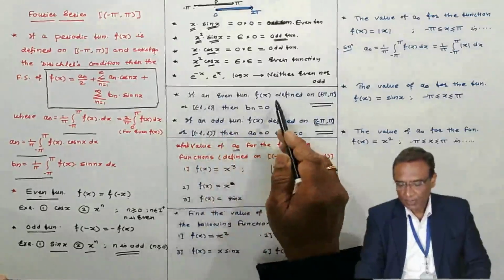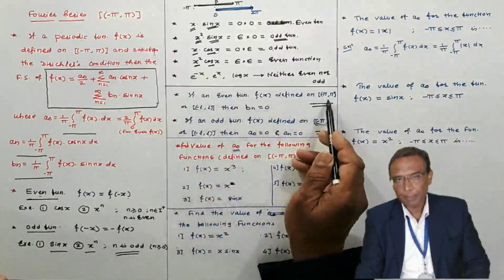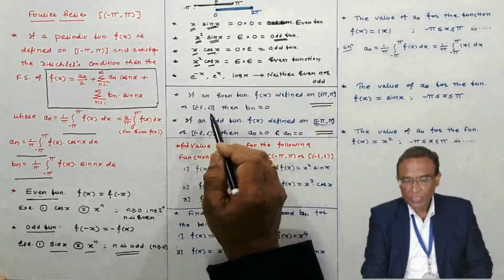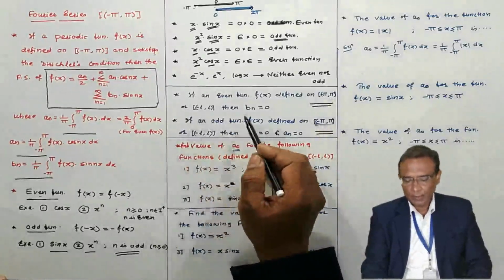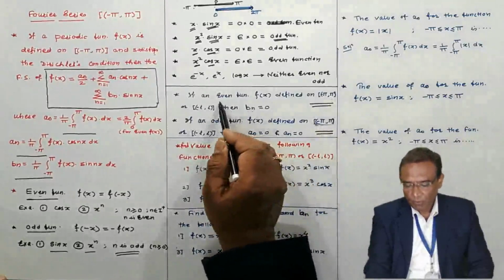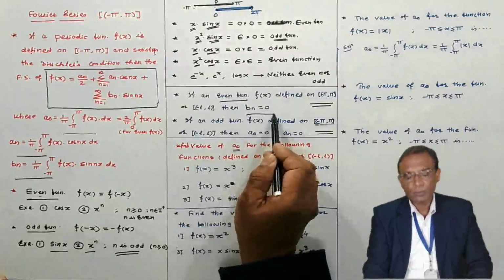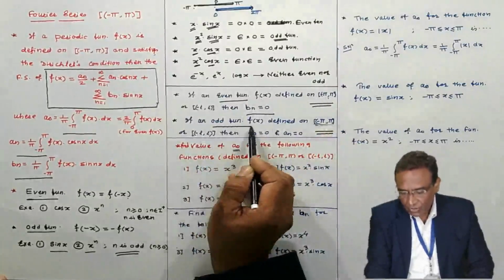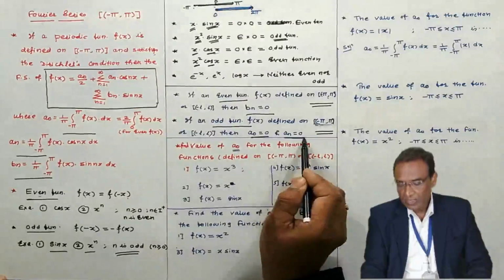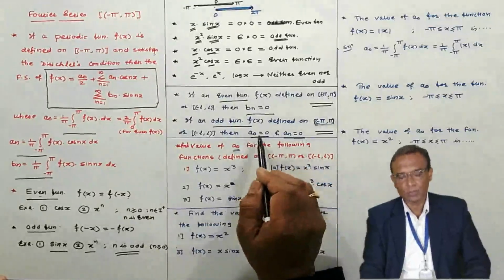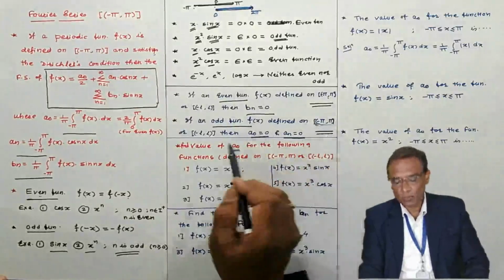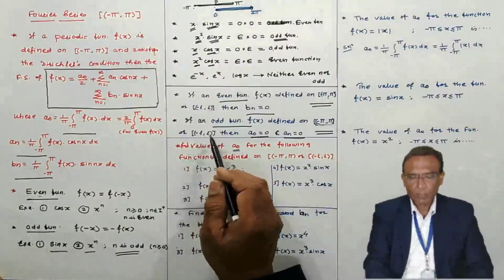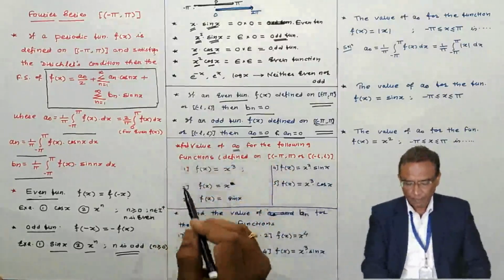If an even function f(x) is defined on the range minus pi to pi, not 0 to 2 pi, or minus L to L, then Bn is 0. For an even function, Bn is 0, but it must be defined on this range. If a function is an odd function, then A0 and An are 0. But the function must be defined on minus pi to pi or minus L to L. L is any arbitrary constant, a positive integer or any real number you can take.